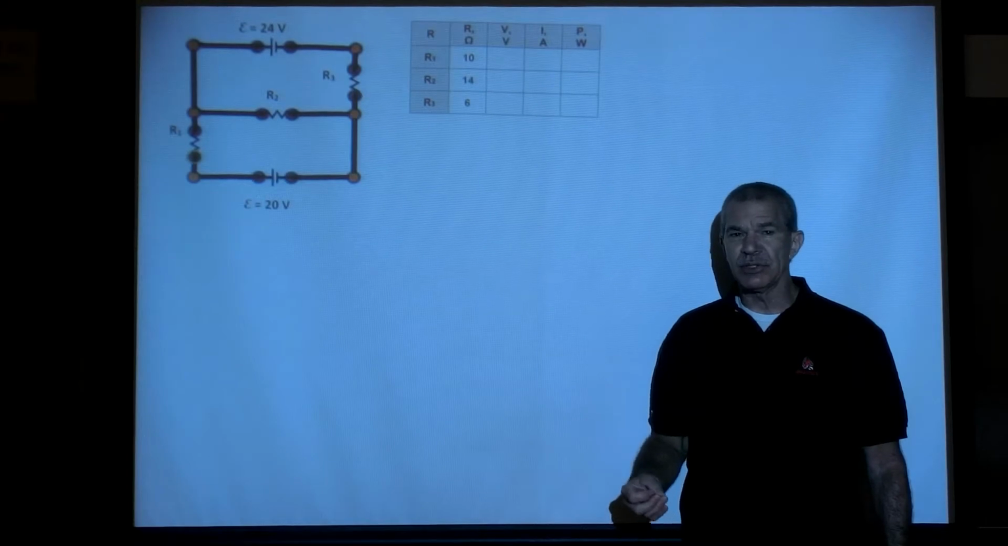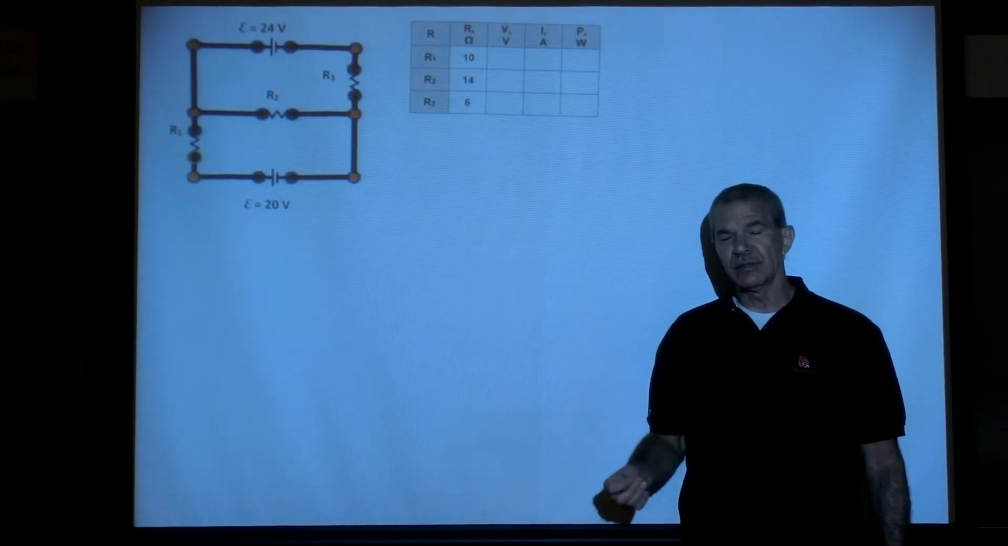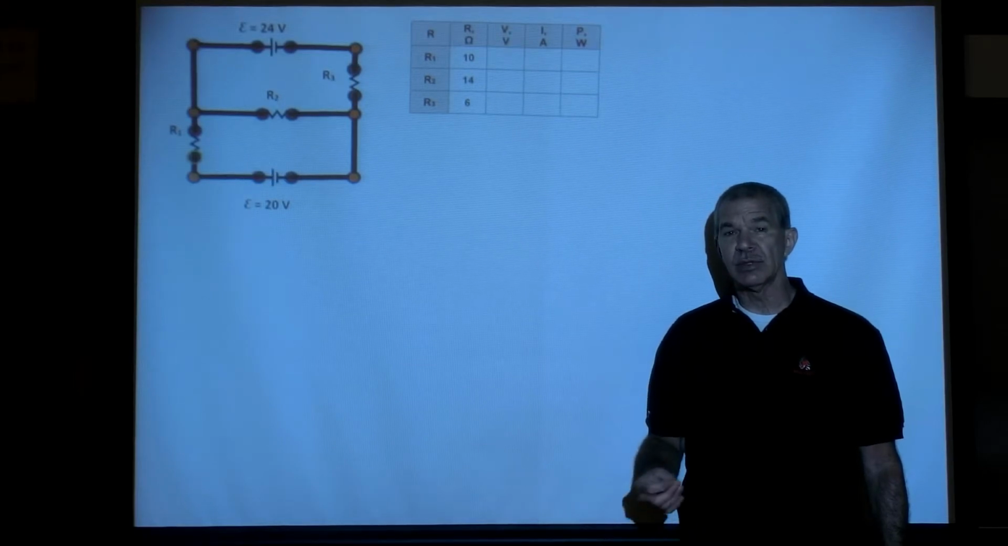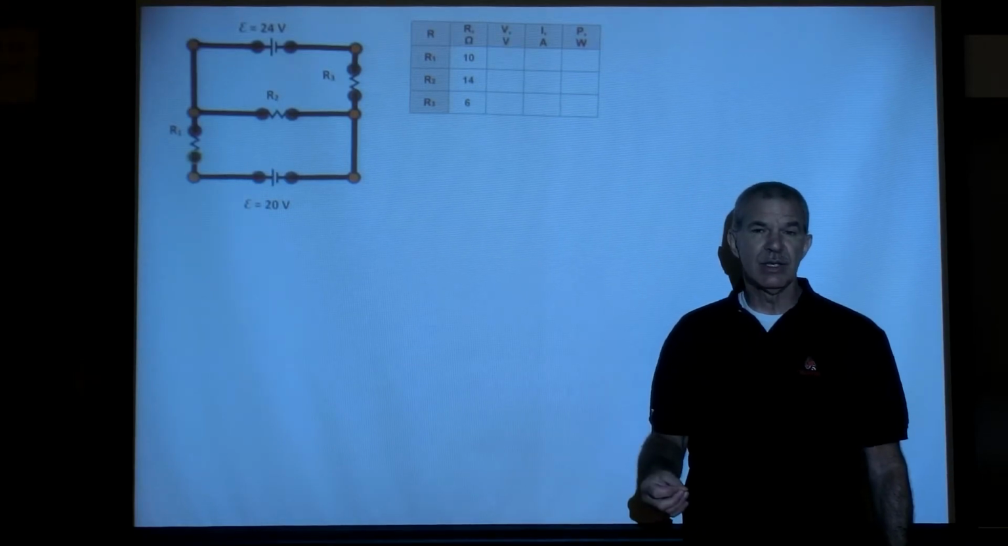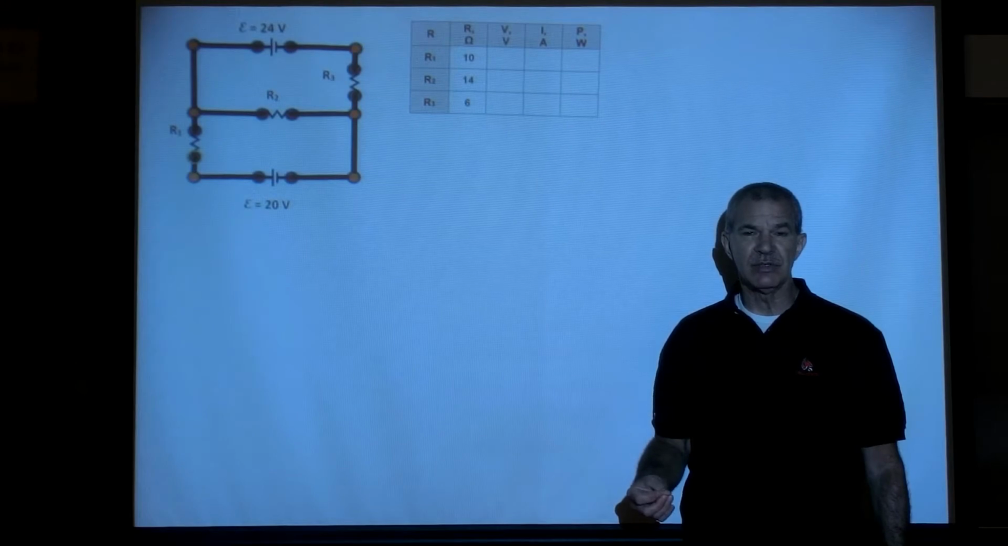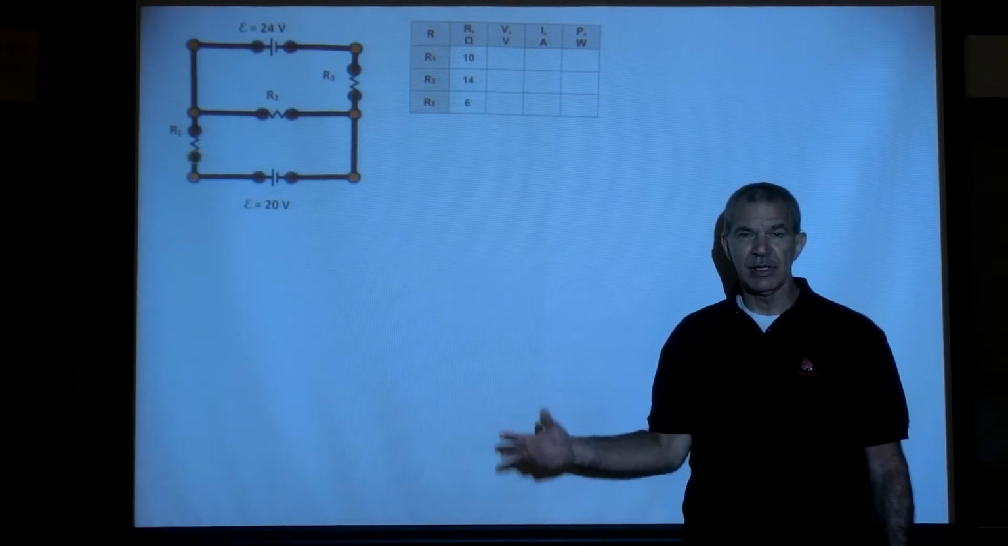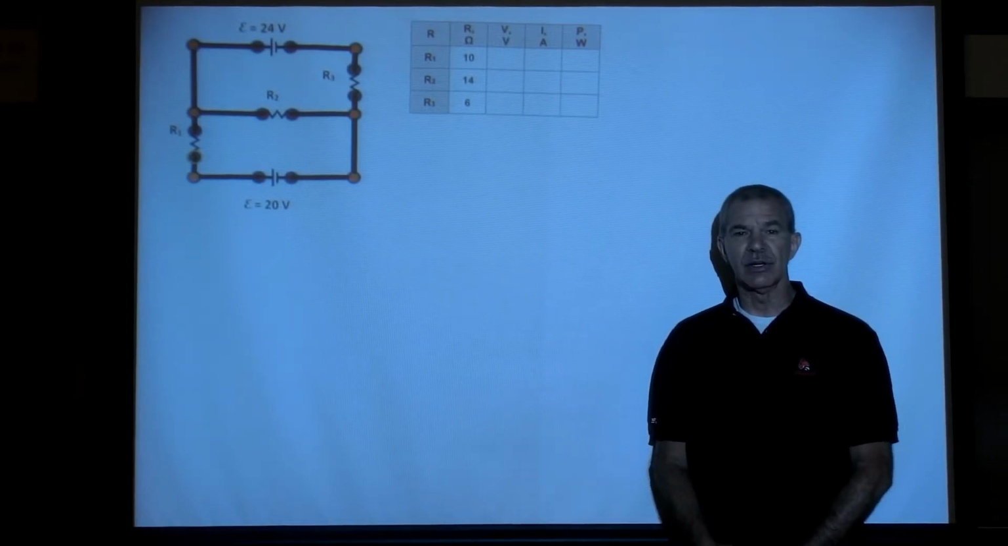We don't approach these circuits the same way we did the others. In these circuits, we have to use Kirchhoff's laws to write equations in order to solve for the missing currents through our circuit, and that will allow us to get the current, voltage, and power of each resistor.